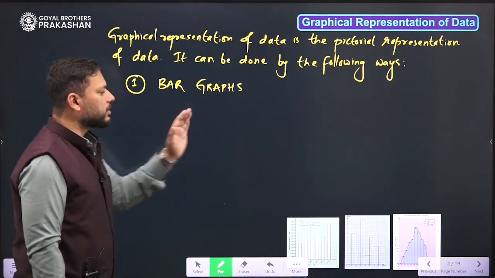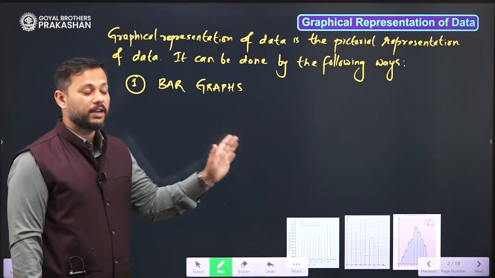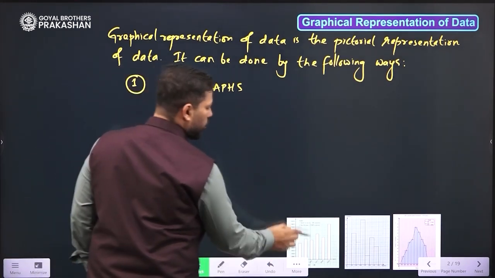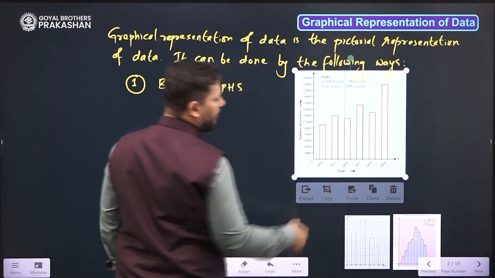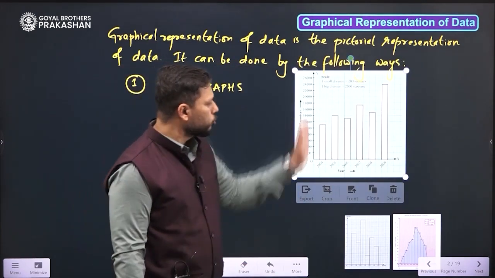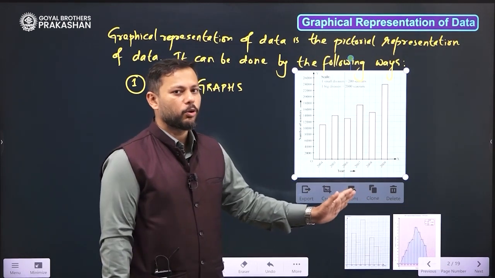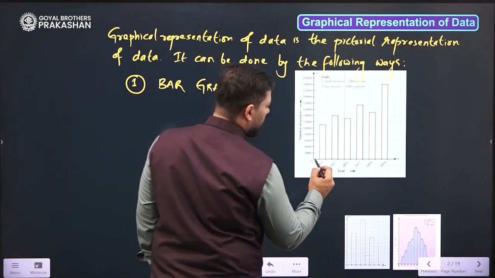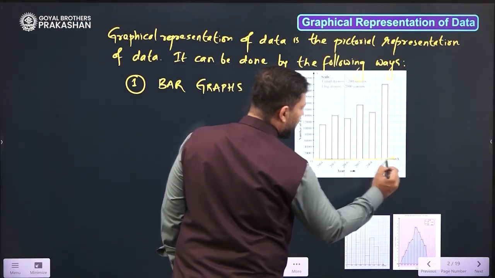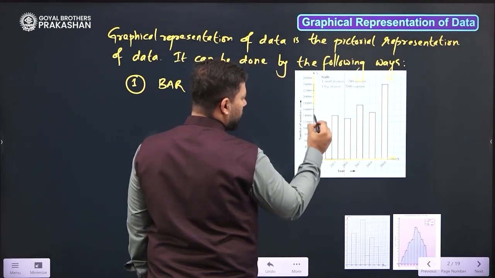What is the first way of pictorial representation of data? It is the bar graph. Let me just show you an example. Look at this. This image shows that we have a graph page on which we have made two mutually perpendicular lines. This is the horizontal line and this is the vertical line given to us.